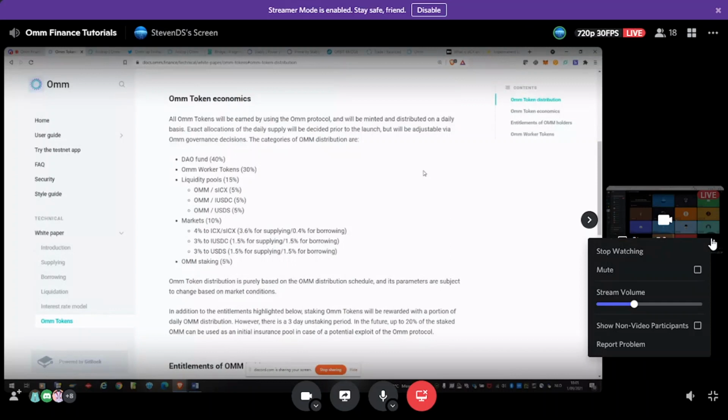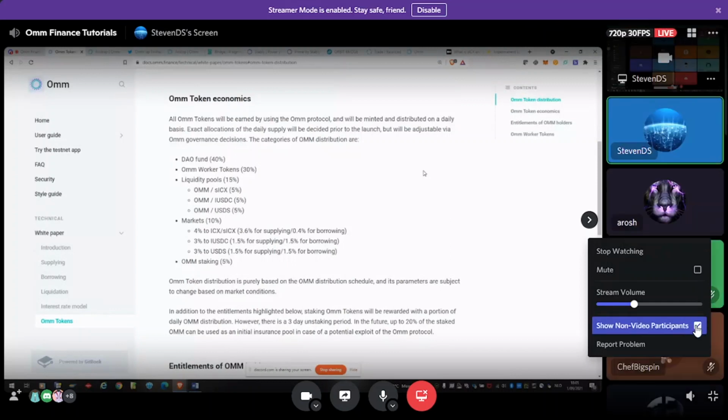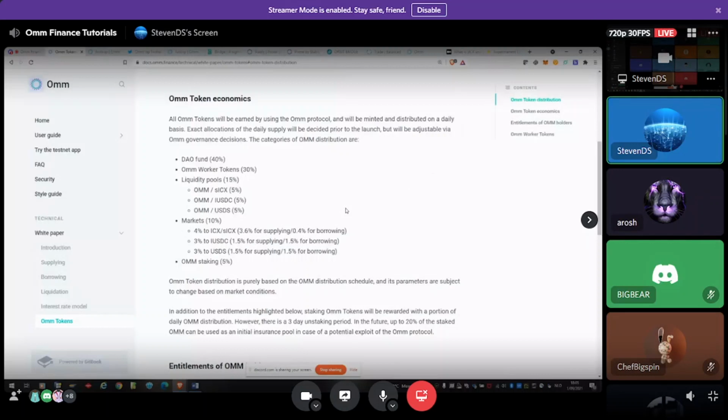Then the liquidity pools get 15%, 5% each. In the markets, 10%. You see also a difference between the supply side and the borrow side. And 5% is reserved for OMM staking.